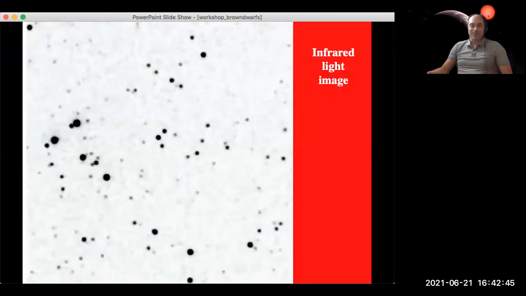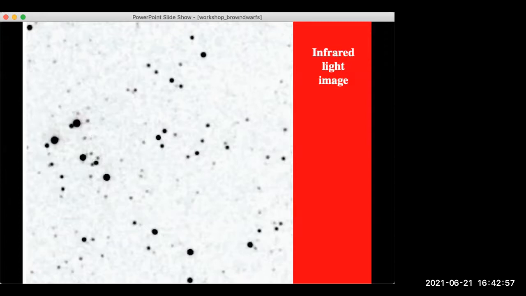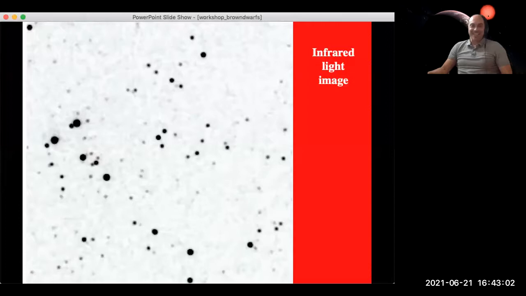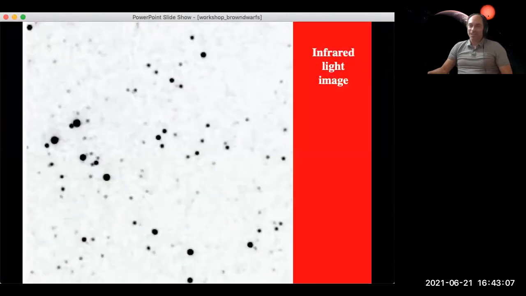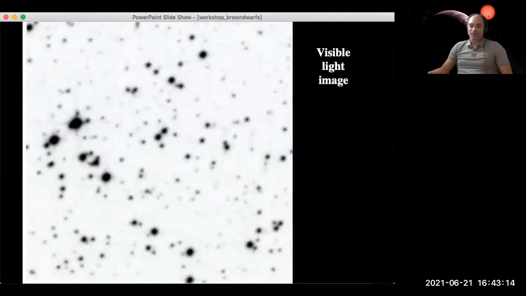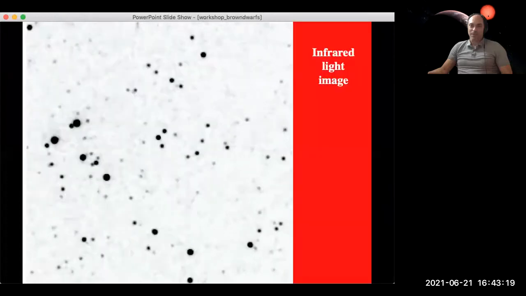And my question to all y'all is, where is the brown dwarf? Or can you see the brown dwarf? I think you need to blink back and forth. Oh, good idea, Roman. Okay, so let's go back to the visible light image and the infrared light image. Visible, infrared, visible, infrared. I'm not sure how fast Zoom can pick up the blinking.